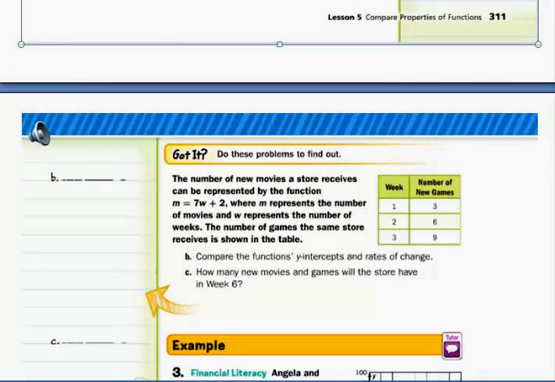Okay, try this under Got It. Pause it, come back to me, please. Okay, looking at this one.